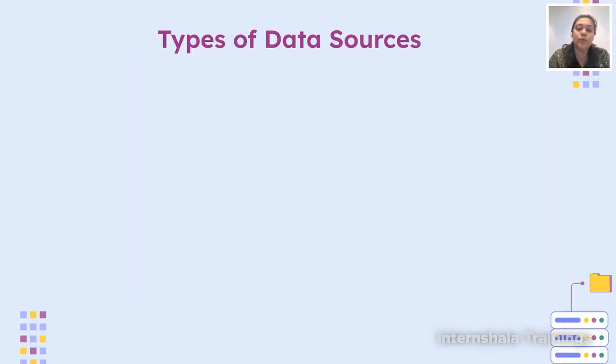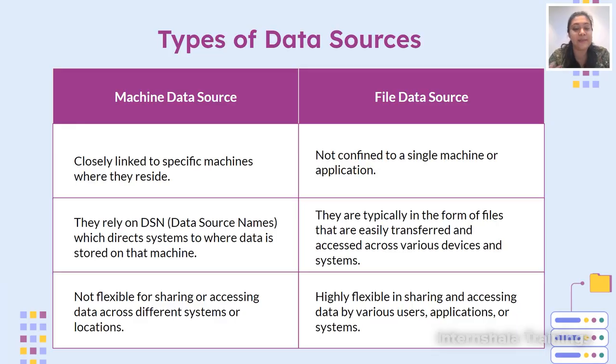Now, there are basically two types of data sources. One is me, and the other is taking it from any third party resources or websites, right? So there are two types of data sources. One is called machine data source, one is called file data source. When I talk about the machine data source, it is closely linked to specific machines where they reside. Machine data sources are those sources of data that basically reside on that particular machine only. They don't flow outside the machine, okay?